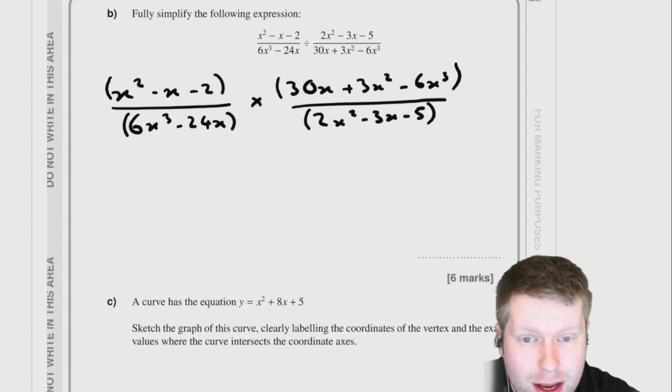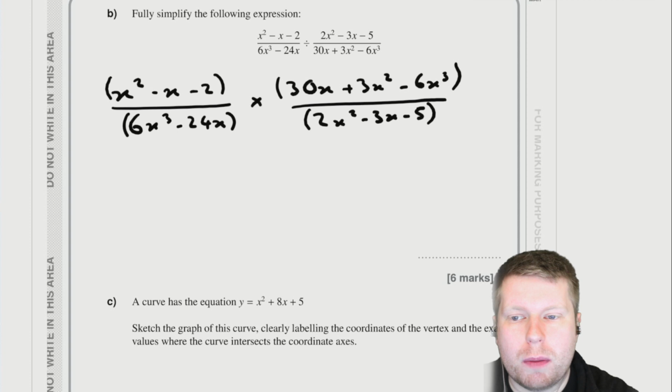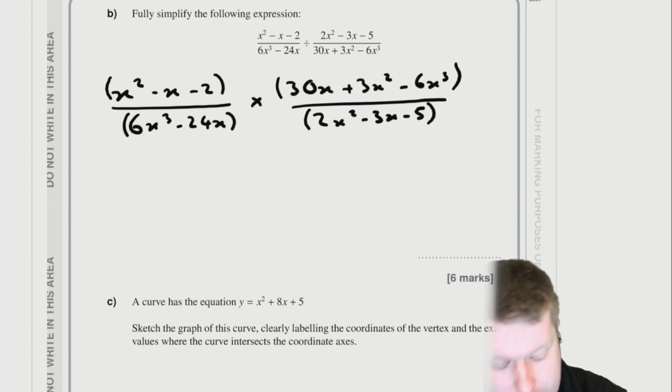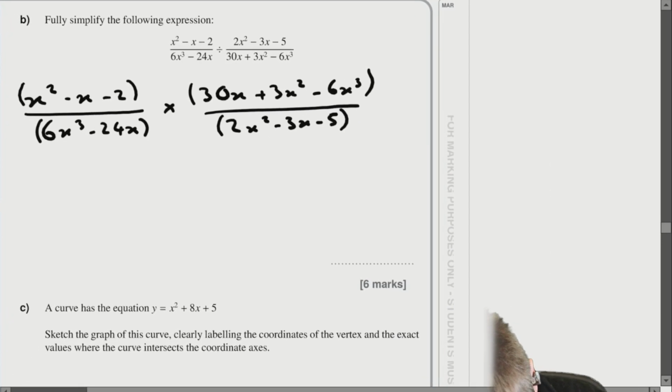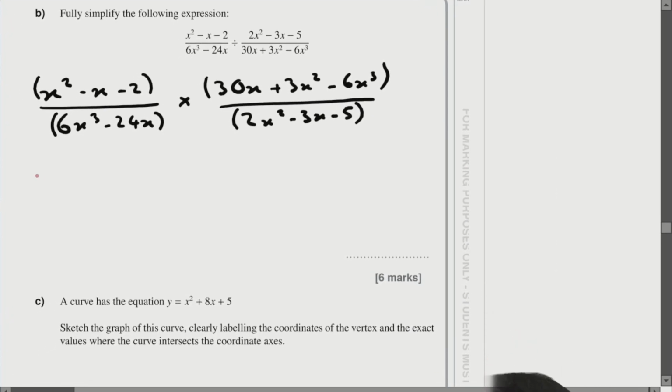So instead, I should have factorized every single component. There's 4 factorizations to make. So I'm going to have a look and see if I can do it. I'm going to need a little bit of space, but I'm going to see if I can squeeze it in down here. So first things first, I'm going to try and factorize x squared minus x minus 2.